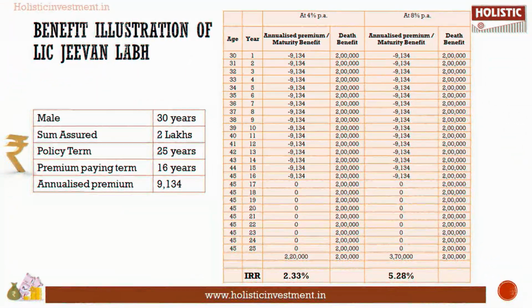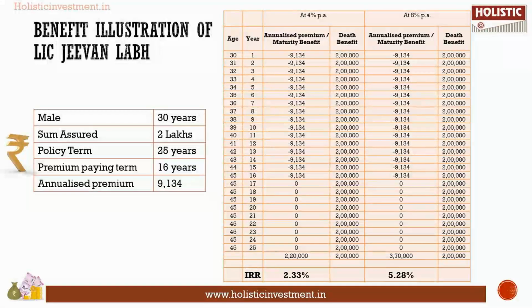Let us assume a scenario and calculate the return on investment at the time of maturity. This will help you to decide about the suitability of the plan. A 30-year-old male buys LIC Jeevan Labh for a sum assured of rupees 2 lakhs. The annualized premium is 9,134. The premium paying term is 16 years and the policy term is 25 years. If he pays premium for 16 years, then he receives the maturity at the end of 25 years. The maturity proceeds include simple reversionary bonus and final additional bonus.